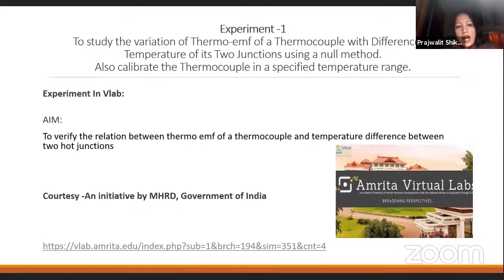Out of all the experiments I have shown in a slide, I'm going to discuss three of them, and I'm going to perform all of them using a VLab from Amrita University. The first experiment I will be discussing is to verify the relation between thermo-EMF of a thermocouple and the temperature difference between two hot junctions.